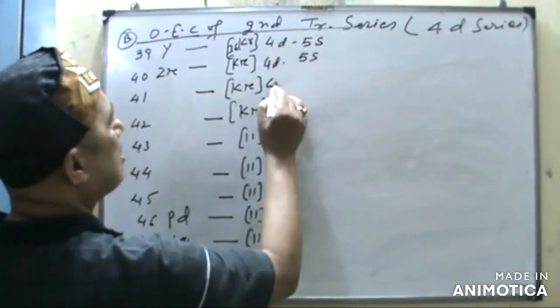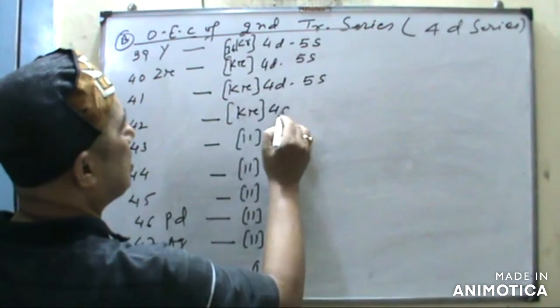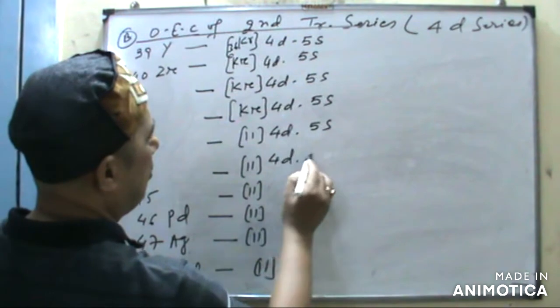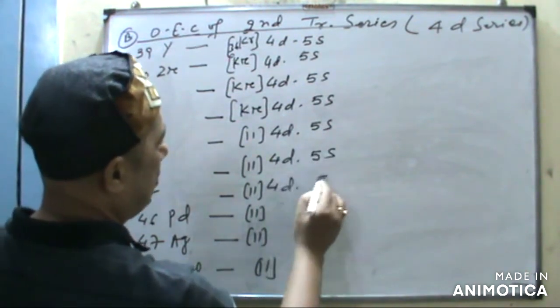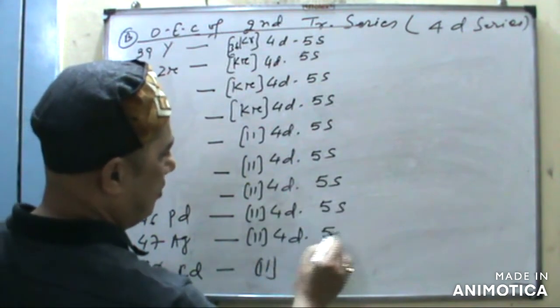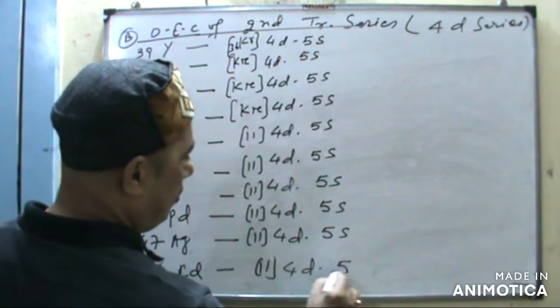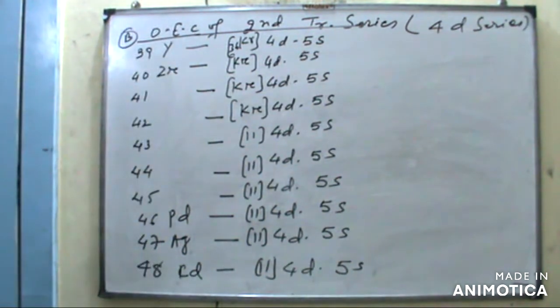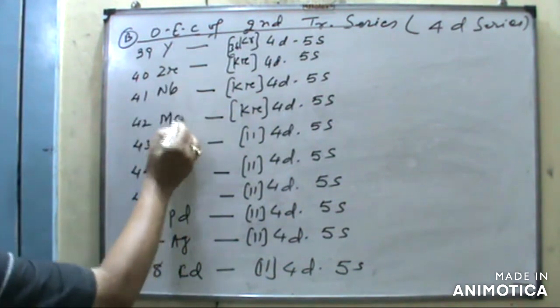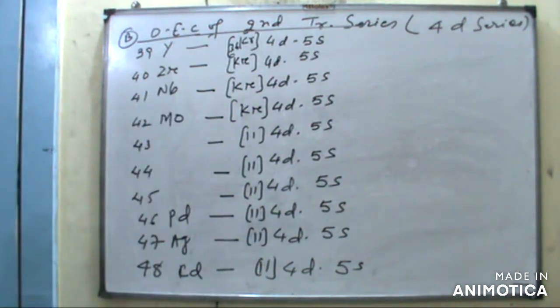4d 5s, 4d 5s, and so on, and the last is 4d and 5s. So this is yttrium, zirconium, niobium, molybdenum, and then technetium.